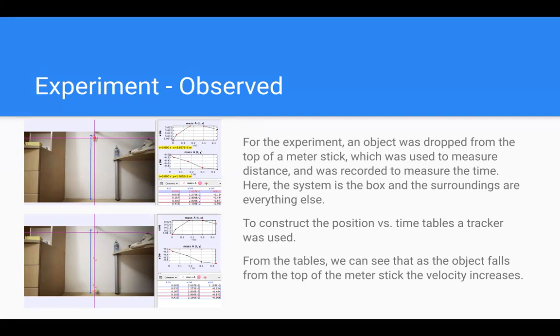And in order to construct the position versus time tables, a tracker was used. As you can see, the tracker is observed at the beginning of the experiment, so before the drop, and at the end of the experiment, so after the drop, and the tables are included to the right. From the tables, we can see that as the object falls from the top of the meter stick, the velocity increases.